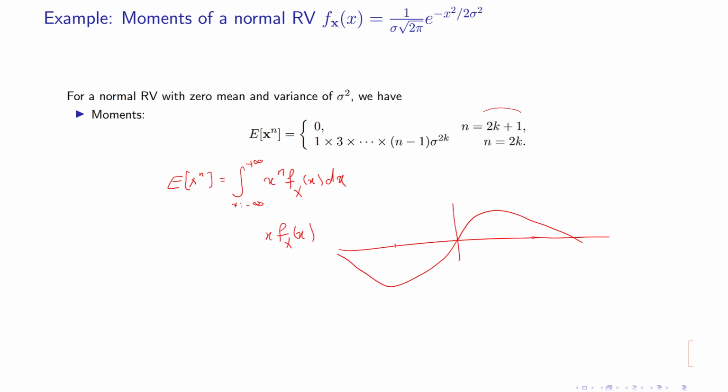If you calculate the integral from, let's say, minus t to plus t of this function, this area and this area are equal to the negative of each other, so the integral from minus t to plus t is equal to 0. Now you can let t and minus t simultaneously go to plus and minus infinity respectively. So this integral is obviously equal to 0 if n is odd.